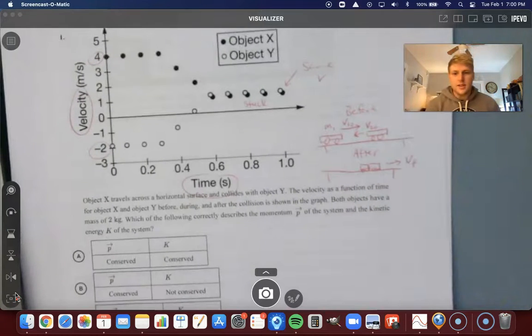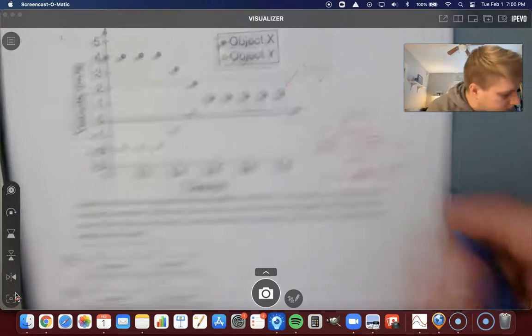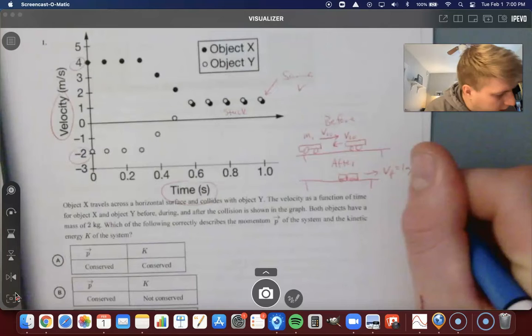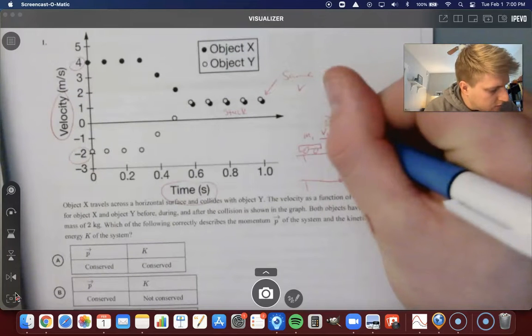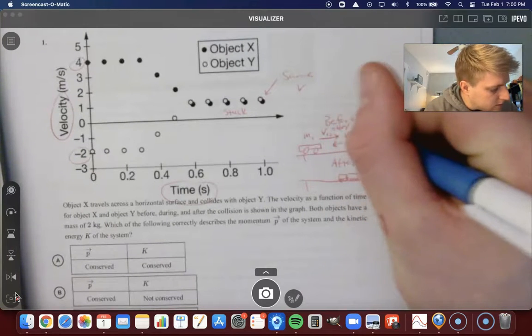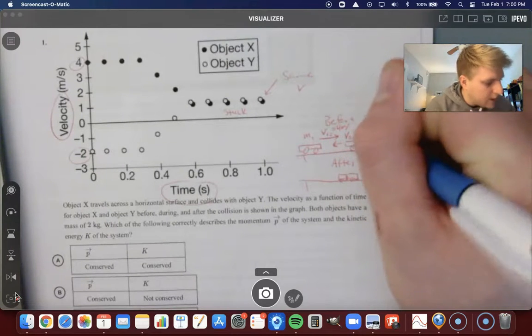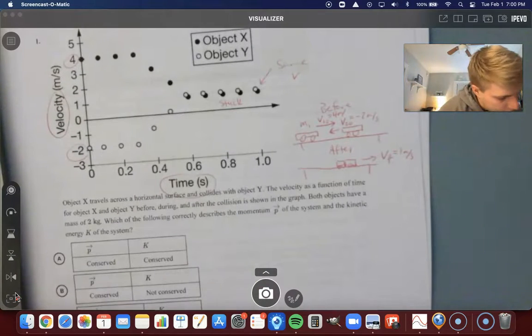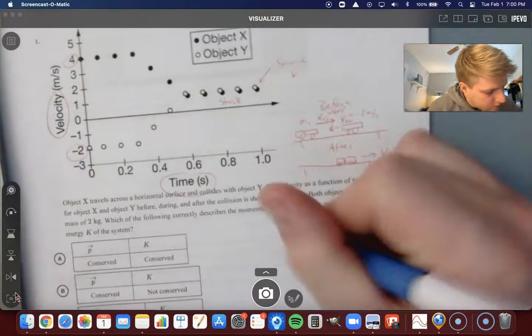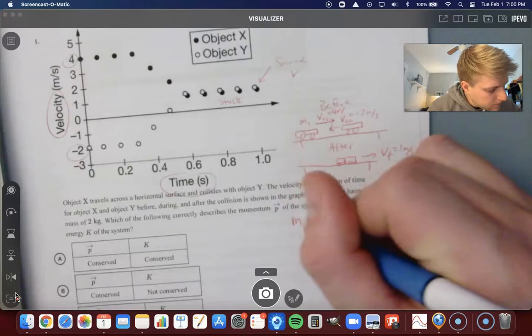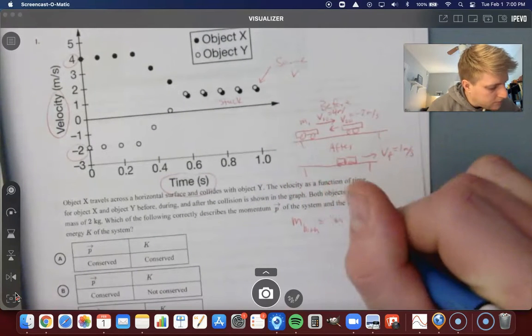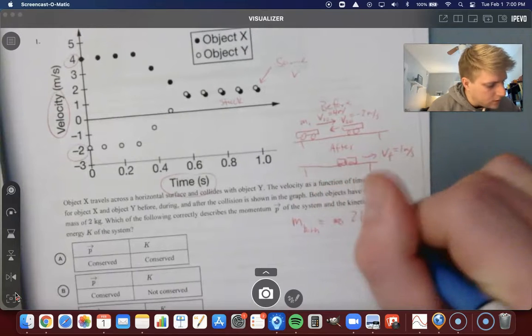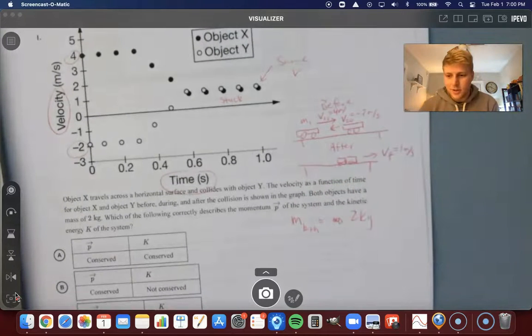So they're going to have a mutual velocity that looks like it's right around 1 meter per second. This one, v1, was 4 meters per second, and this one was negative 2 meters per second, going the opposite direction. So this one overtakes the other one. Ooh, I also know these both have the same mass. So the mass for both is 2 kilograms. All right, let's get back in and actually read the question.